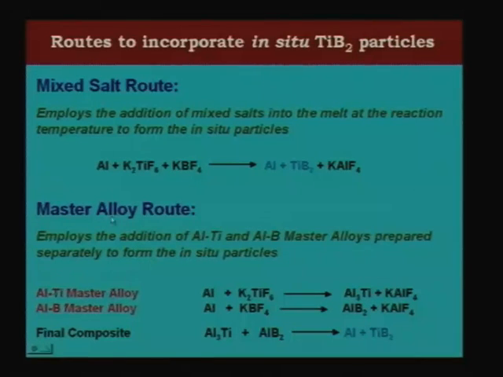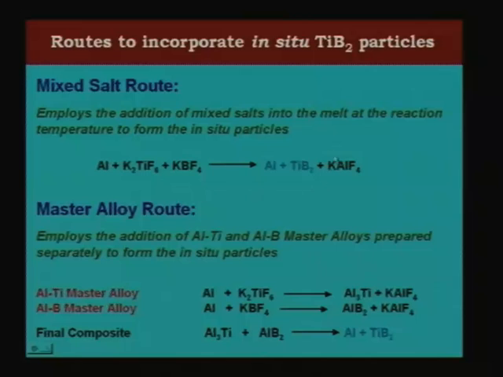Another possibility is what is called the master alloy route. That means, you separately make aluminum titanium and aluminum boron master alloys. How? Take aluminum plus K2TiF6 and react them together. The titanium that comes out of this reaction reacts with the liquid aluminum and forms Al3Ti, and the KAlF4 comes out. Similarly, when you react aluminum with KBF4, the boron will react with aluminum and form AlB2, and if you take these two master alloys and remelt them together, what you see is that this Al3Ti reacts with the AlB2 at high temperatures, and you ultimately end up with TiB2.